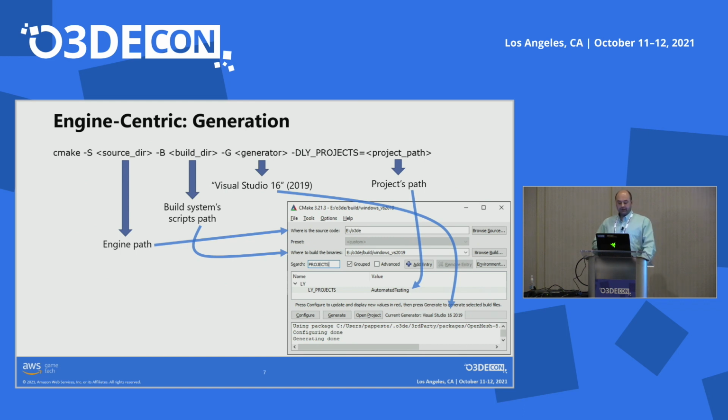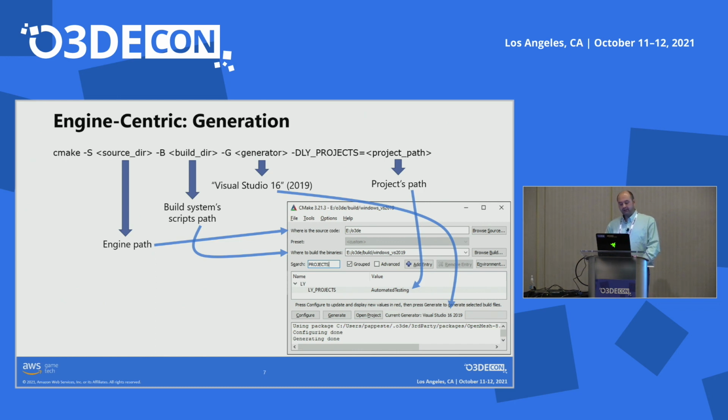So the generator, in the case of the CMake GUI, is going to ask you for the generator the first time, and then it's going to bake it there in the UI, and you cannot change it. If you want to change it, you will have to do something like deleting the CMakeCache.txt file.